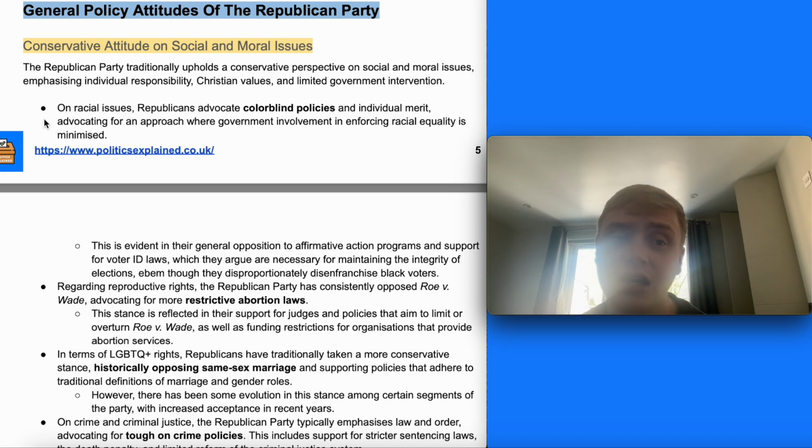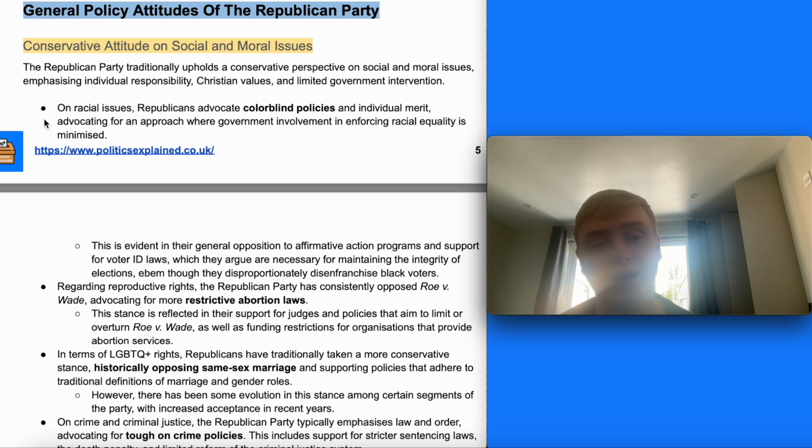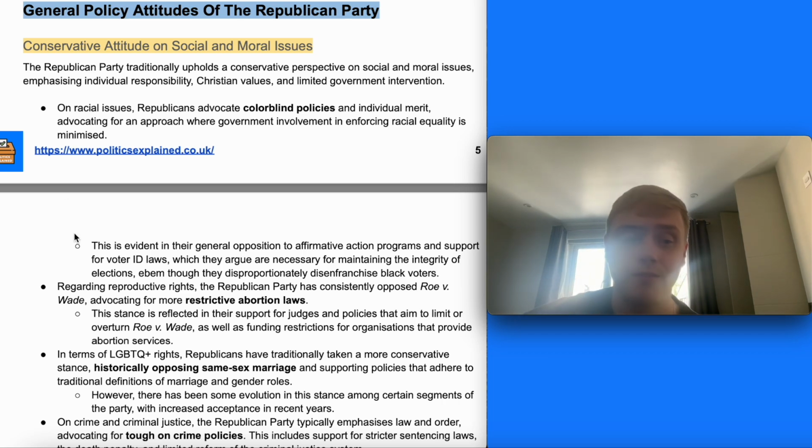The Republican Party traditionally upholds a conservative perspective, emphasising individual responsibility, Christian values, and limited government intervention. On racial issues, Republicans advocate colourblind policies and individual merit, advocating for an approach where government involvement in enforcing racial equality is minimised. This is evident in their general opposition to affirmative action programmes and support for voter ID laws, which they argue are necessary for maintaining the integrity of elections, even though they disproportionately disenfranchise black voters.